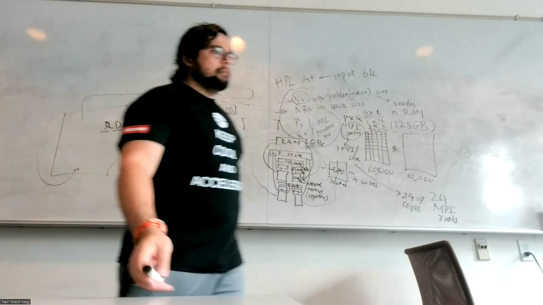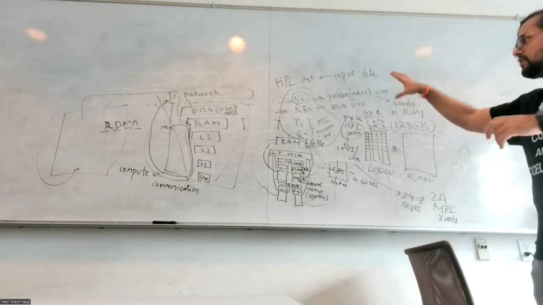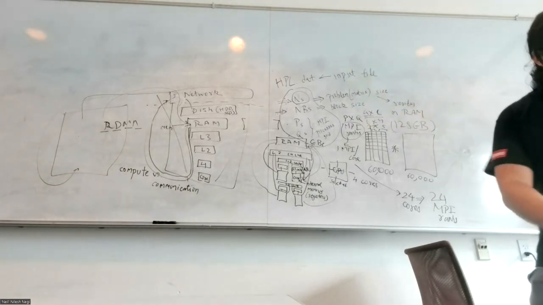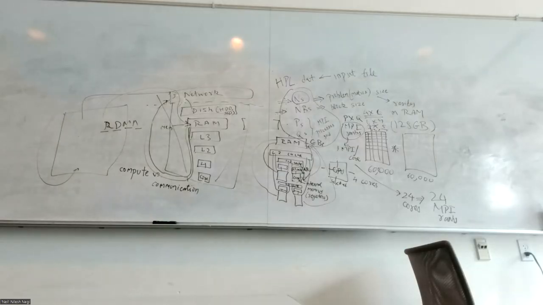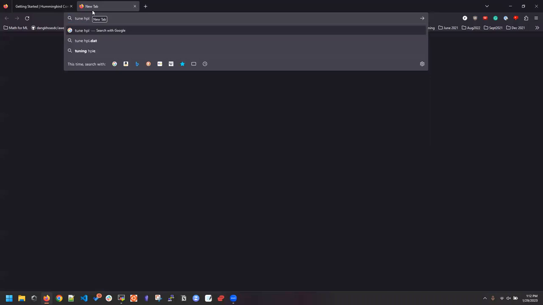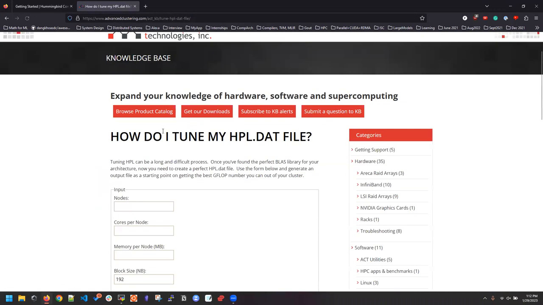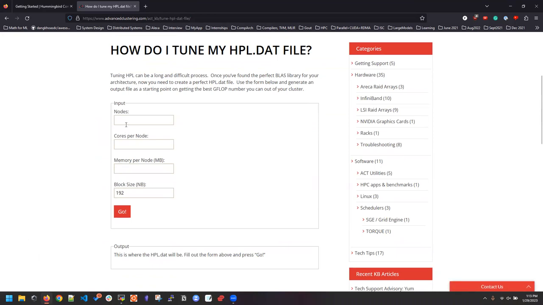Now this is a bit of theory, but now that you have some idea about how these things depend on your machine, let's go hands-on and try it out. So I'll share my screen again. Okay, let's search for tune hpl.dat. Let's start with the first link itself: how do I tune my HPL.dat file? They have created an online calculator to help you out. So let's try for Hummingbird.